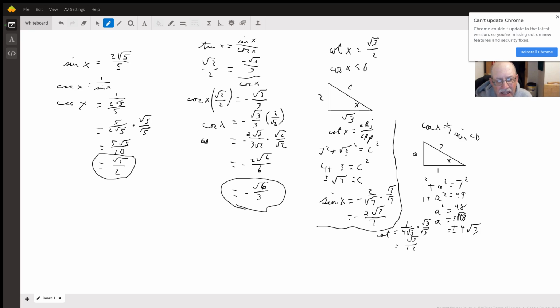Rationalize that denominator, we're going to multiply the top and the bottom by the square root of 2. That gives us negative 2 times the square root of 6 over 6, which simplifies down to negative square root of 3 over 3.